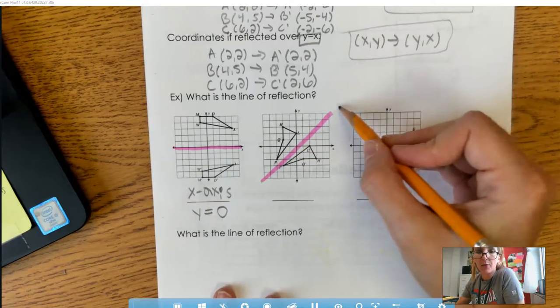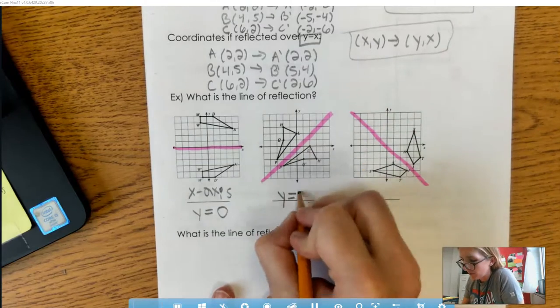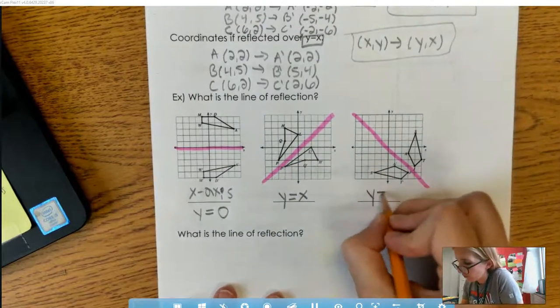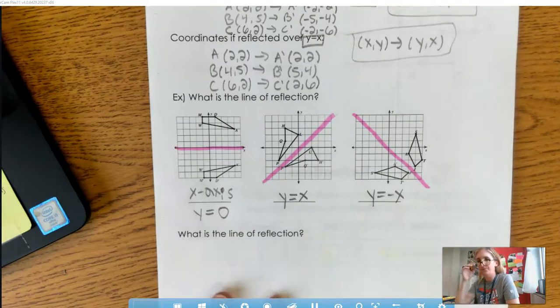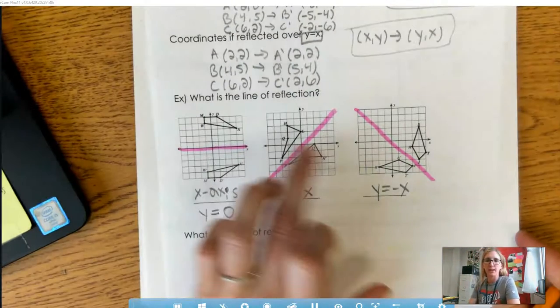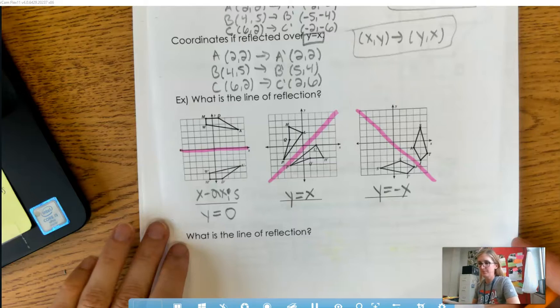This one is going up from left to right, so this one is y equals x, and this one's going down from left to right, so this is y equals negative x. Okay, you pause the video if you need some time to catch up on those.